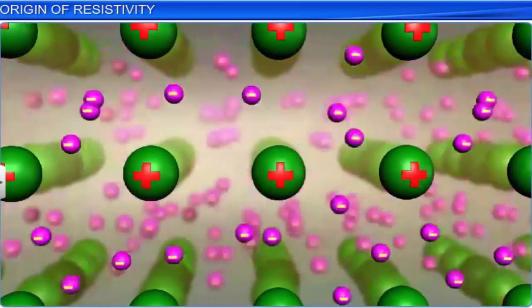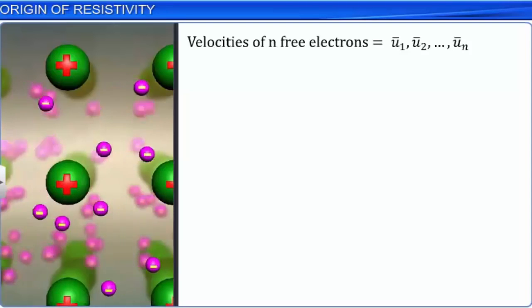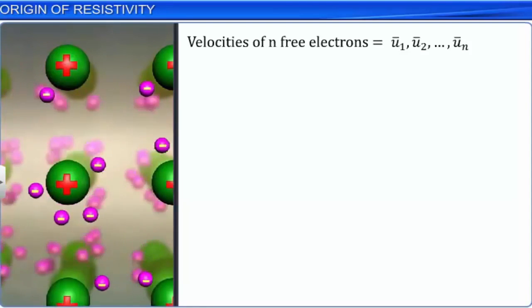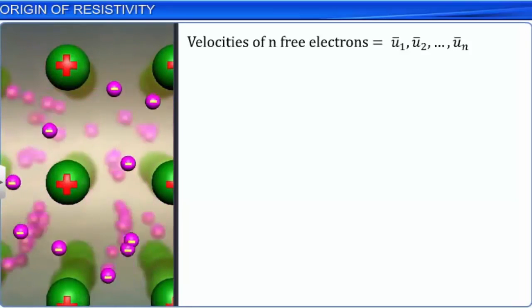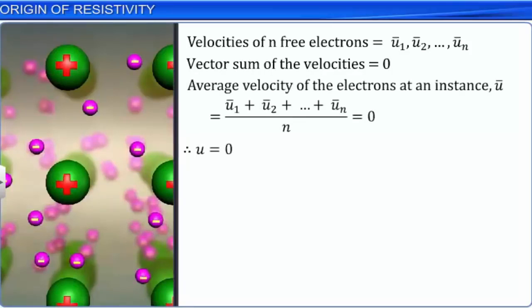Let the velocities of the free electrons at any given instant be u1, u2, and so on up to un, for n number of electrons. As the directions of the velocities are random, the vector sum of the velocities of all the electrons is equal to 0. Hence, the average velocity of all the electrons at the instant, u, is equal to 0. Let this be equation 1.